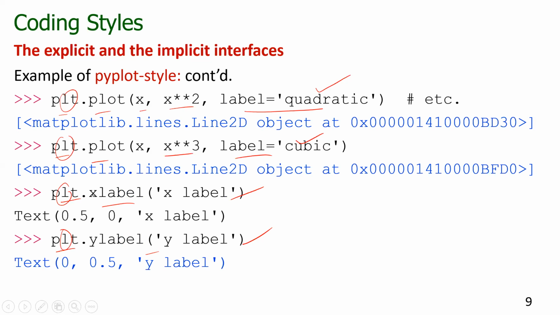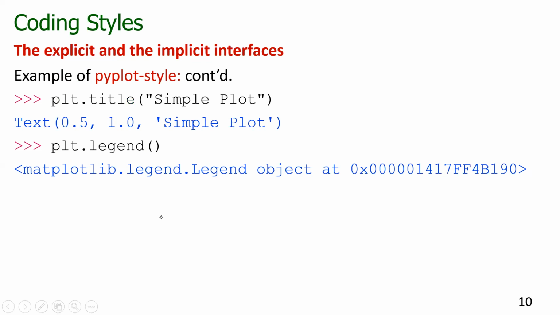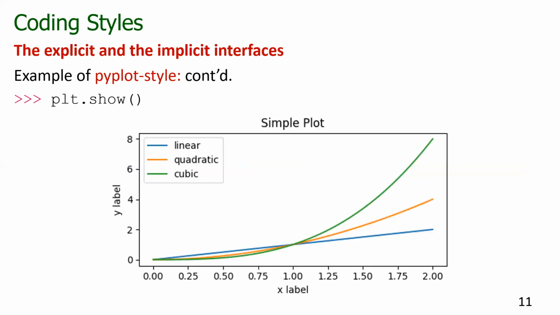In object-oriented style, explicitly we have to define. Now X and Y labels are set. Then the title of the figure, plot.title, simple plot, whatever you mentioned. Then to call the legend, to discriminate the three types of plots, plot.legend. But you can see the output is the same. There is no change of output, only the representation, implicitly defining, explicitly defining. That is the only variation between object-oriented style and pyplot style.